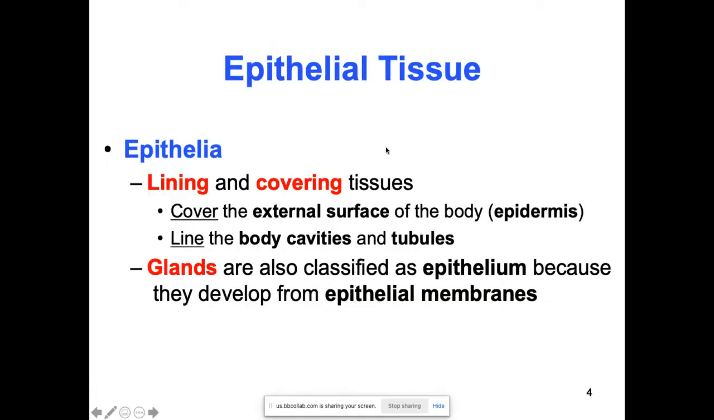When we look at epithelium first, epithelium is going to create a lining or a covering of the body, right? It's going to line and cover things. And one of the first things that comes to my mind when I think of lining or covering is the skin. It's covering the external surface of the body, but what part of the skin? The epidermis. If you look at the word epidermis, you have epi, which means above, and then dermis is the skin. So it's this layer on top, right?